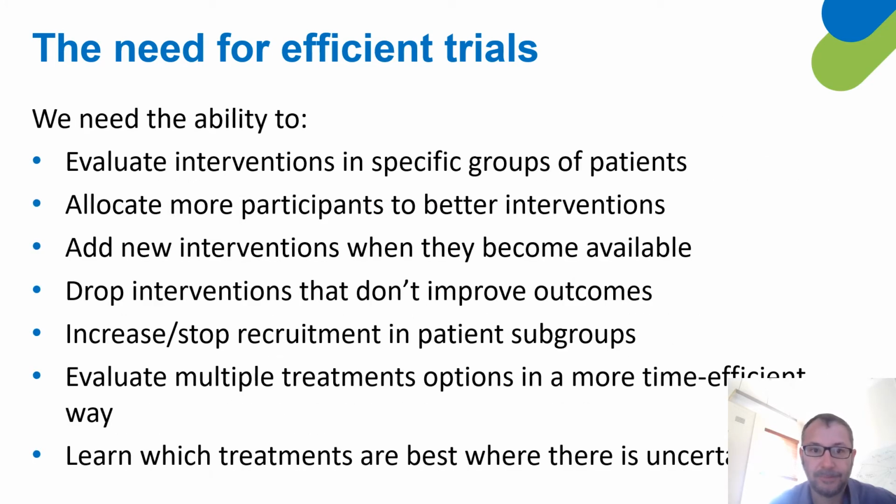So we need to be able to evaluate interventions in specific groups of patients. We need to be able to allocate more participants to better interventions. We need to be able to add new interventions when they become available, to be able to drop any interventions that don't improve outcomes. We need to be able to increase or stop recruitment in particular patient subgroups. We need to be able to evaluate multiple treatment options in a more time-efficient way. And we need to be able to learn which treatments are best wherever there is uncertainty.